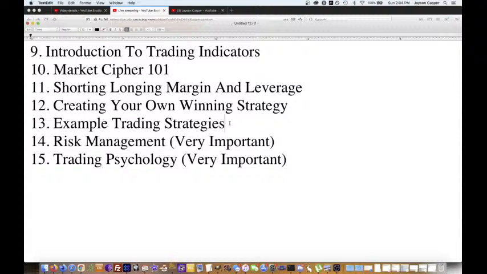And I'm going to be showing you exactly how I would trade. And you guys can copy my style, and then you can take that and build on it and tweak it and make it your own. We're going to talk about risk management and trading psychology, things I've already made videos about, things that are very, very, very important if you want to be a successful, profitable trader.